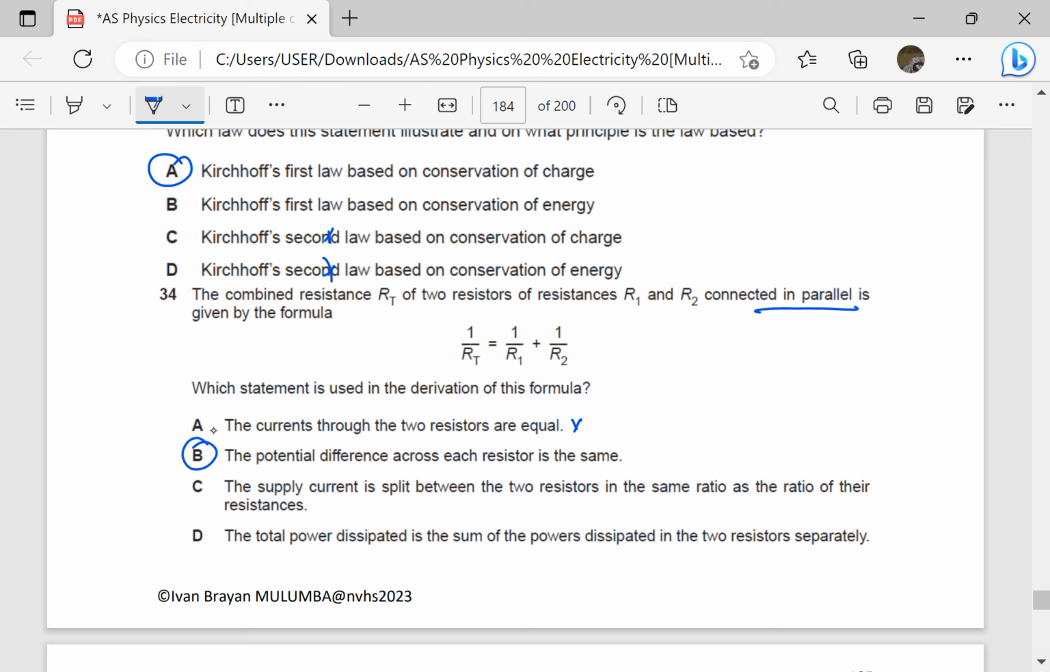When the resistors are in parallel, PD is the same. If they're in series, current is the same.